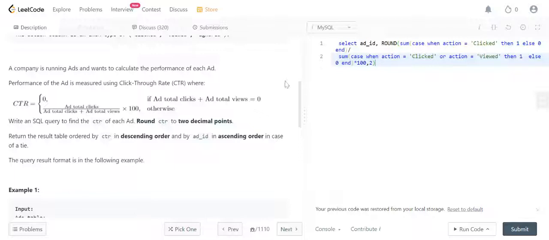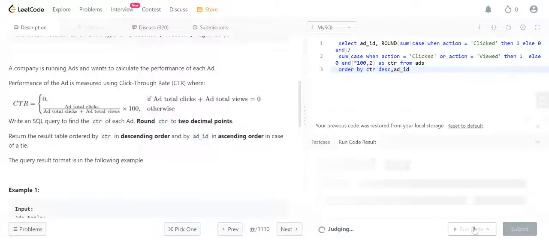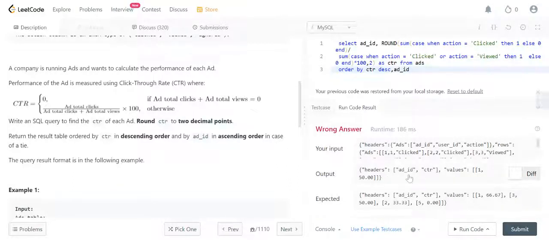Now what next? Yeah, so this is done, and we return the result table ordered by CTR in descending order. Let's put this alias as CTR, descending. And in case of a tie, we have to order by ad ID in ascending order. If you run this, for ad ID 1 we are getting this.